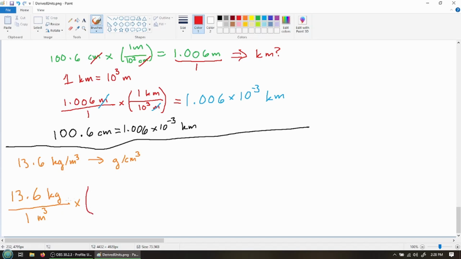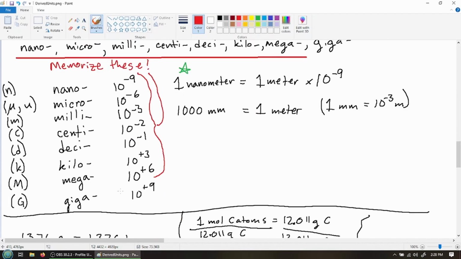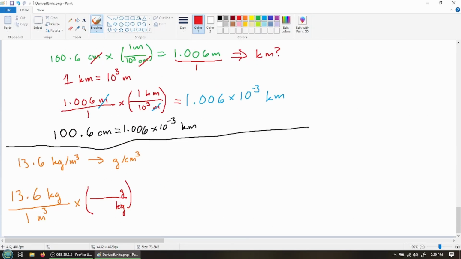So we're going to get rid of the kilograms here. Let's start out here. We know we want to go from kilograms to grams, right? Well, we need a relationship between kilograms and grams. We can go back up to our table and see that kilo is 10 to the plus 3, meaning that 1 kilometer equals 10 to the plus 3 meters. So 1 kilogram is going to be 10 to the plus 3 grams. All right, easy enough. So we'll go ahead and write that in here.